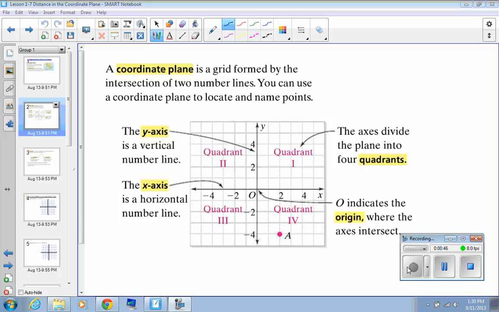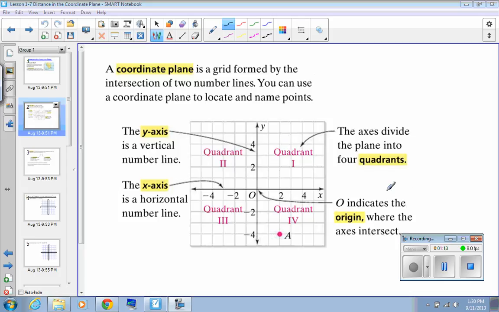So here we have the coordinate plane. We have our x-axis, which is a horizontal line, and our y-axis, which is the vertical line. The axes are divided into 4 quadrants. We always name our quadrants with Roman numerals. So this is quadrant 1, quadrant 2, quadrant 3, quadrant 4. It goes counterclockwise.